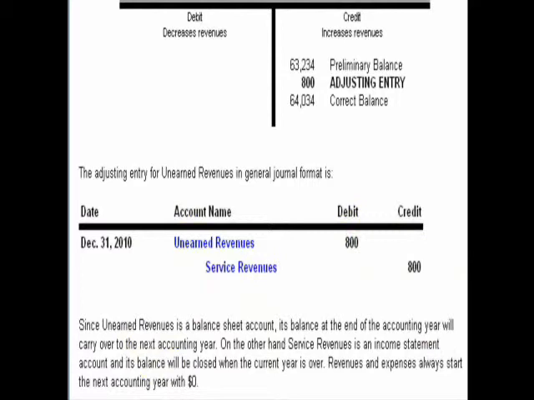Since unearned revenue is a balance sheet account, its balance at the end of the accounting year will carry over to the next year. On the other hand, service revenues is an income statement account and its balance will be closed when the current year is over. Revenues and expenses always start the next accounting year with 0 pesos.